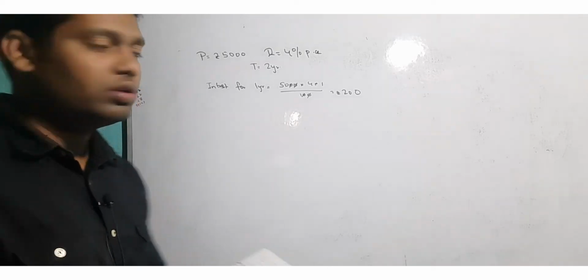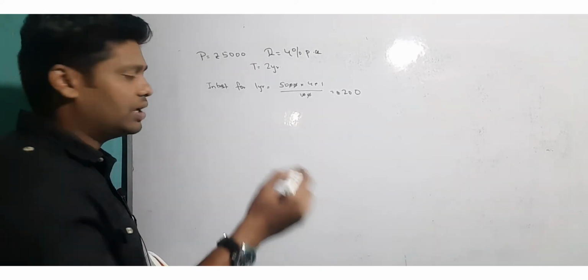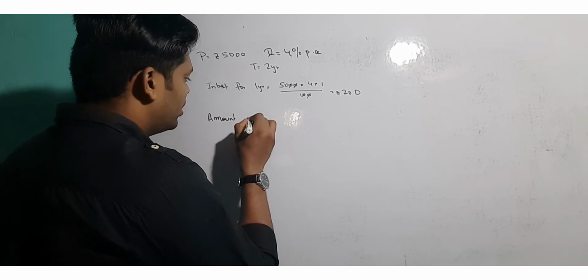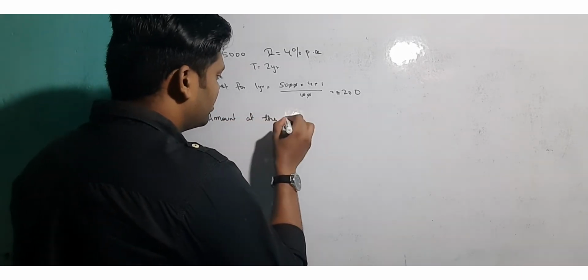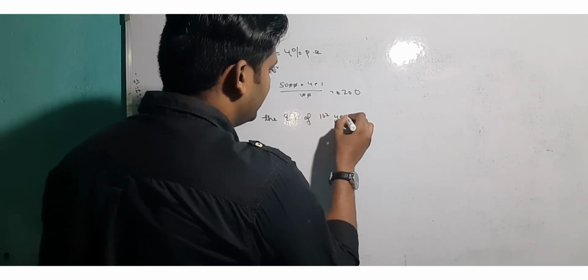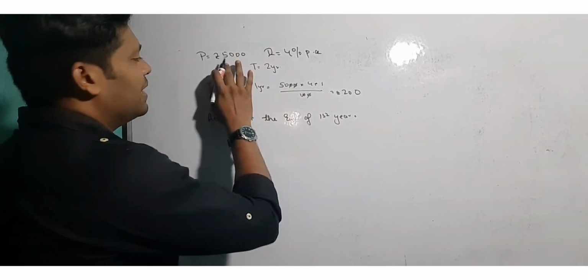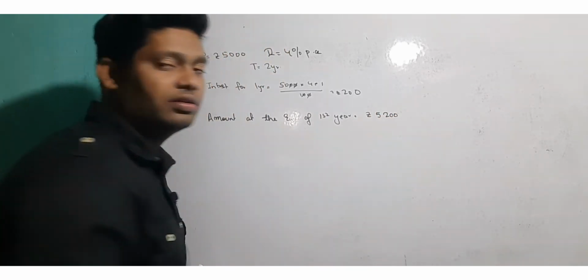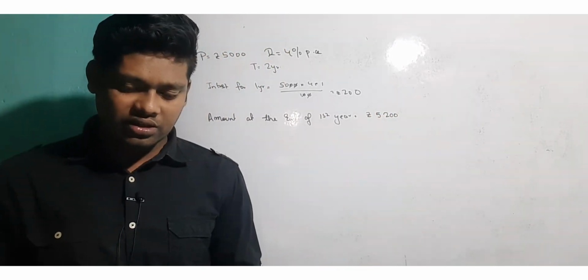So what is the amount? After taking out interest, what is the next step? Finding out the amount. Amount at the end of first year. How much? Principal plus interest. How much? Rupees 5200. Clear? This much is clear. These are basic things.